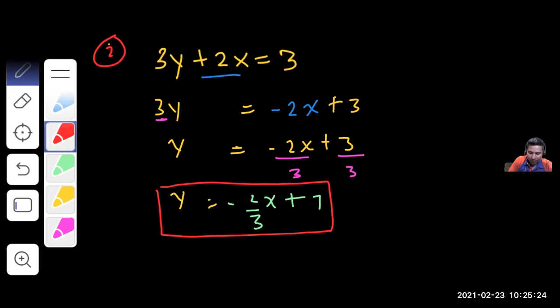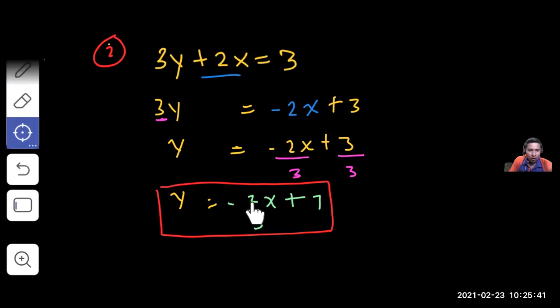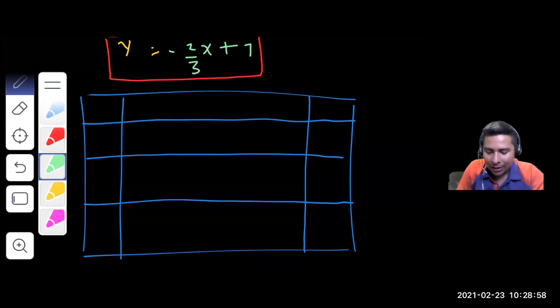But why don't we divide negative 2 by 3? You can divide it and use a decimal, but using a decimal is not going to give you an exact point because of the decimal. If you want to use a decimal here, you can use it too. That's not a problem. But it's better to leave it as a fraction. Let's go to the table then and substitute.